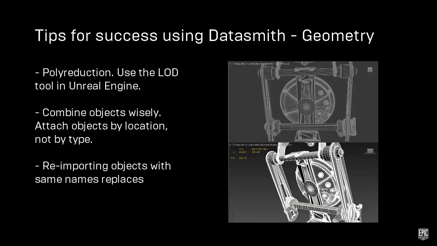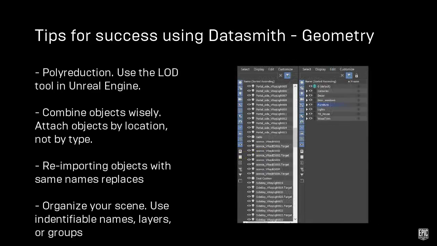I've said this before, and I can't emphasize enough how important it is. Organize your scene. Use identifiable names, layers, or groups when organizing layers and objects. Give objects that are serving the same function similar prefixes. There's any number of tools in 3ds Max that will help you do this, like the renaming tool. But it's really important to be organized so that if you do have to delete and re-import objects continually, you'll always know that you're working with the right object.